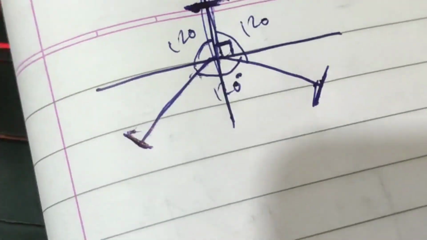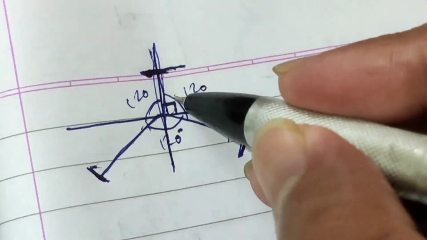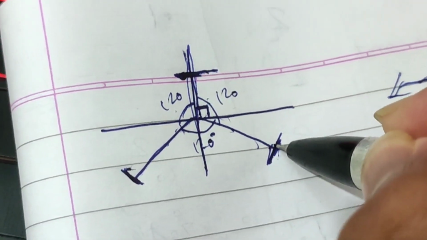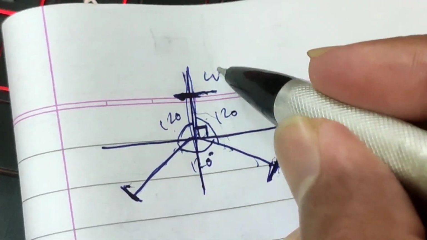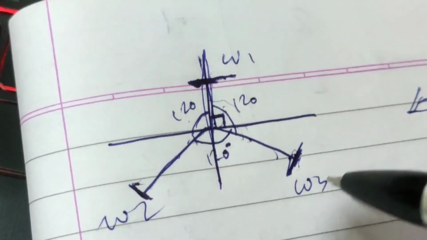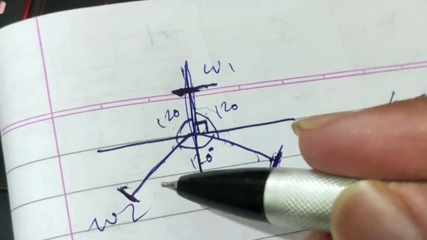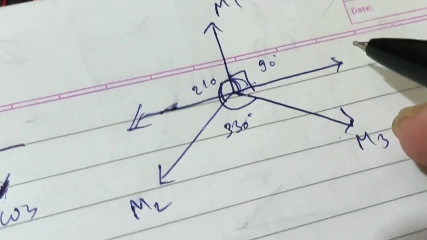So as you can see, the wheels are arranged in such a way that each wheel is 120 degrees apart from the other. This is wheel 1, this is wheel 2, this is wheel 3. So we need 3 equations for calculating the values to be sent, and we have calculated them using this arrangement.